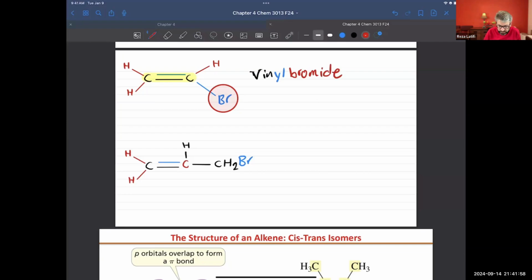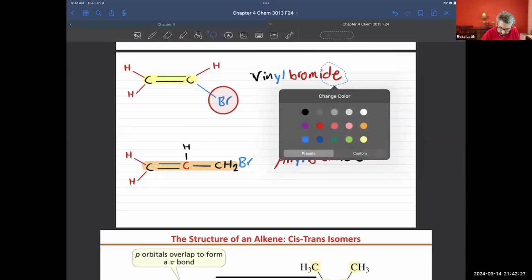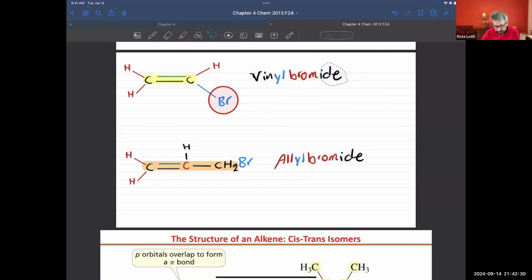Vinyl bromide. Next one, we have 3 carbons, and that's going to be allyl. So I'm going to say it's allyl, and then we have a bromine atom. The root for it will be brom, so I add IDE to it, and it will be bromide, allyl bromide. Same story as the previous. Let me change the color. So it will be vinyl bromide, and this one will be allyl bromide.